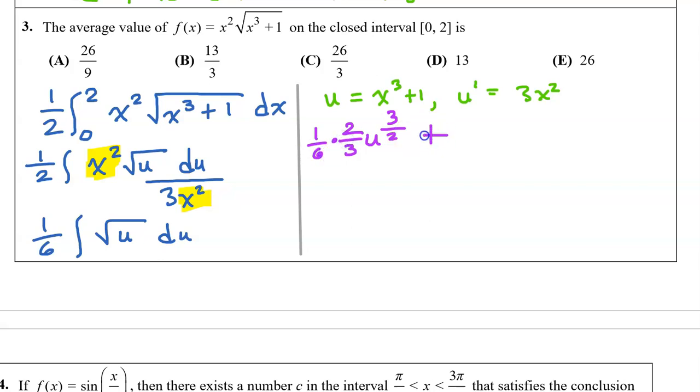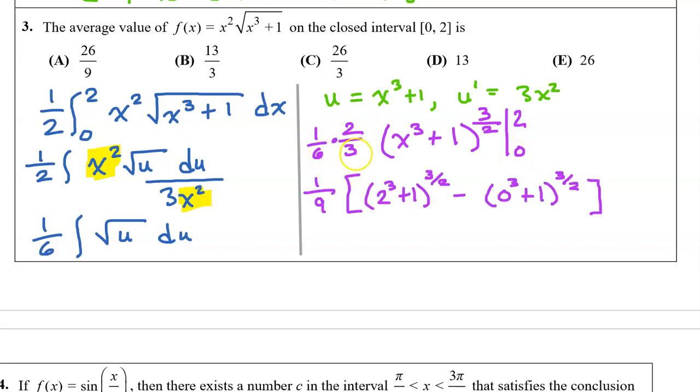And normally I would put a plus c right here. However, this is actually a definite integral. Before I bring back my limits of integration, though, I need to bring the expression involving x back into the problem. So instead of u, let's write x to the third power plus 1. And instead of putting plus c, I will now bring back the limits of integration from 0 to 2. This reminds me that I need to find the value at 2 minus the value at 0.